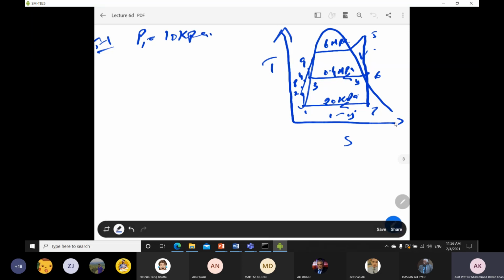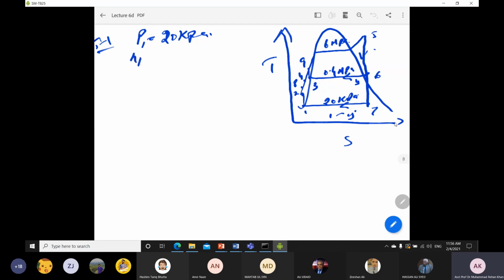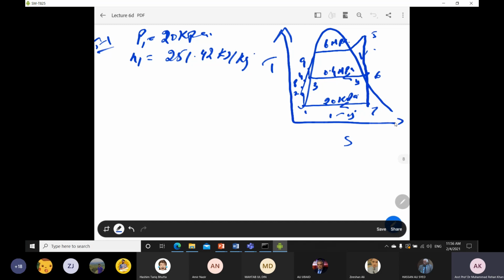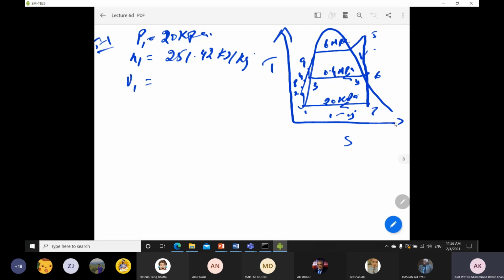So you have to go to your steam tables, the saturated water tables, and against the pressure you have to find the value. Okay, so this is 20 kilopascal, sorry. So you have to find the enthalpy value, and this turns out to be 251.42 kilojoule per kg. I suggest you open the thermodynamics table in front of you whenever we solve a question, so that you get a better understanding of how we get the values.